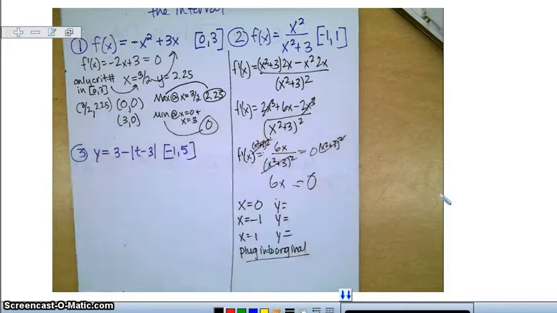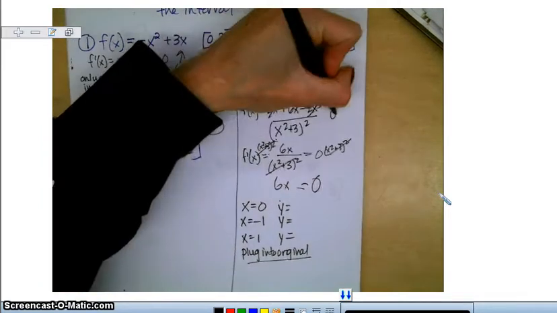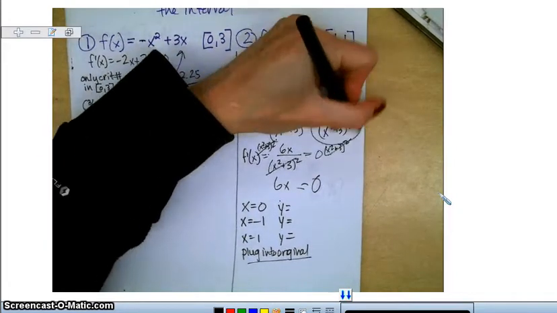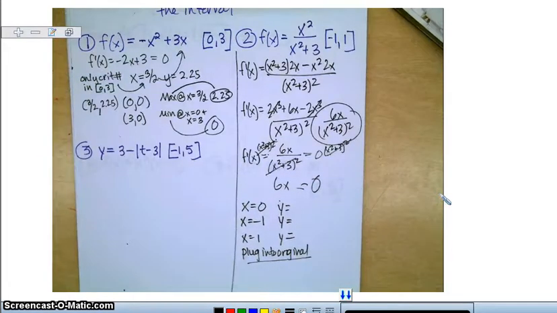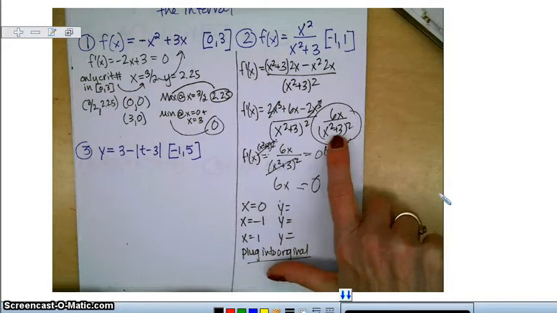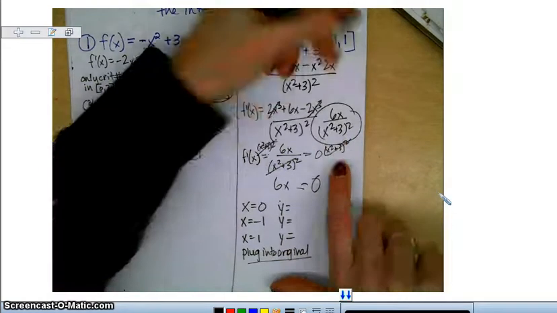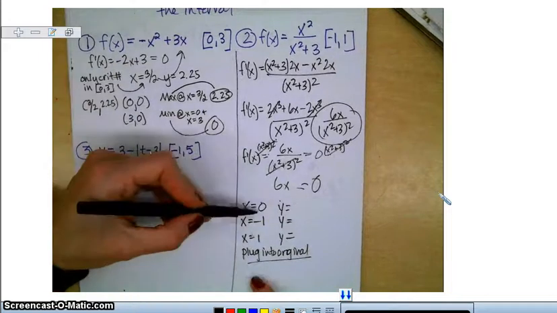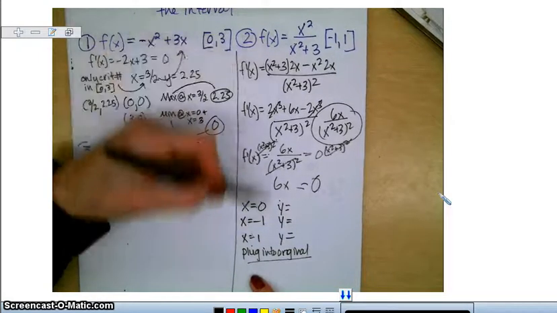Now, I skipped a step because I might have other critical points where the derivative is undefined. So here's my derivative that I had, 6x over x squared plus 3 quantity squared. Are there any values that I can put in that would make that undefined? In other words, is there anything that would make the bottom 0? Since that's a plus, it's not going to work. So the derivative is always defined. So these are the only 3 possible critical numbers. Now I just put 0 and -1 and 1 back into the original function.